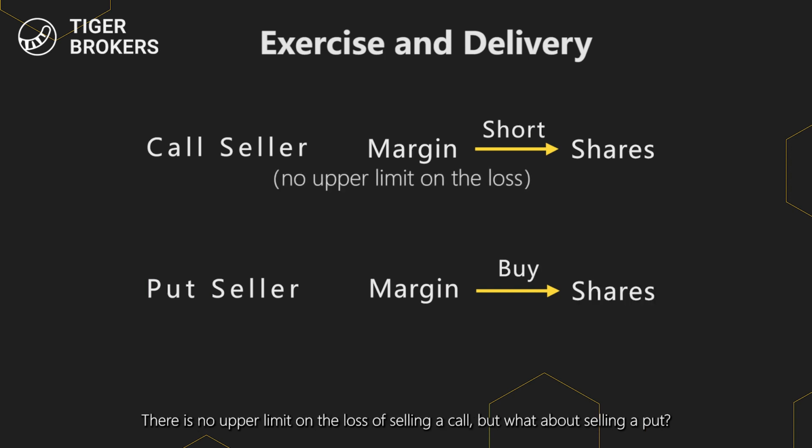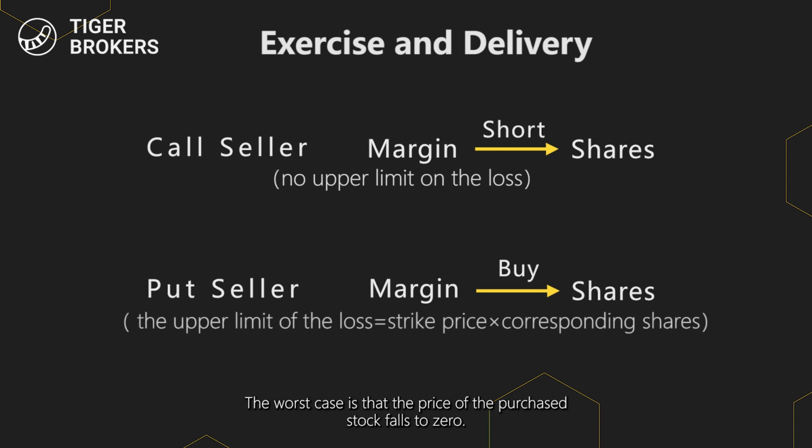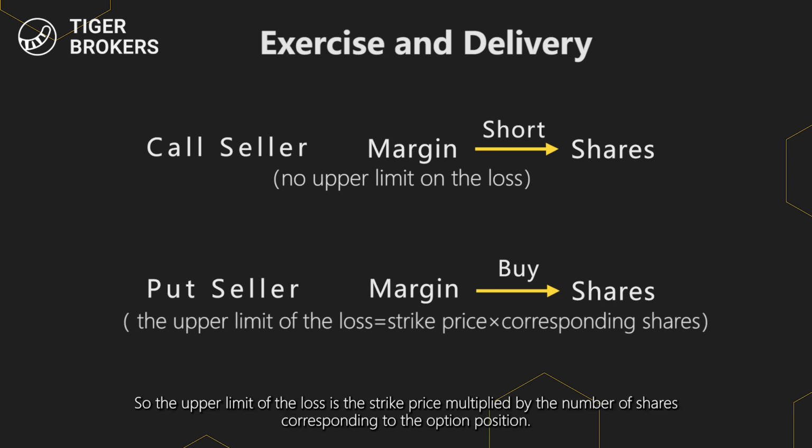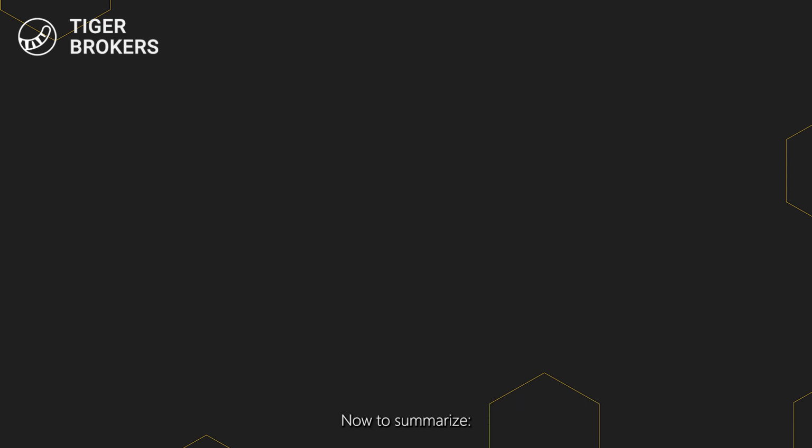There is no upper limit on the loss of selling a call. But what about selling a put? The worst case is that the price of the purchased stock falls to zero. So the upper limit of the loss is the strike price multiplied by the number of shares corresponding to the option position. Now to summarize.